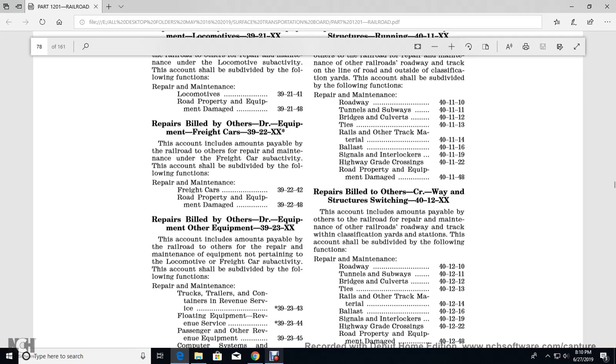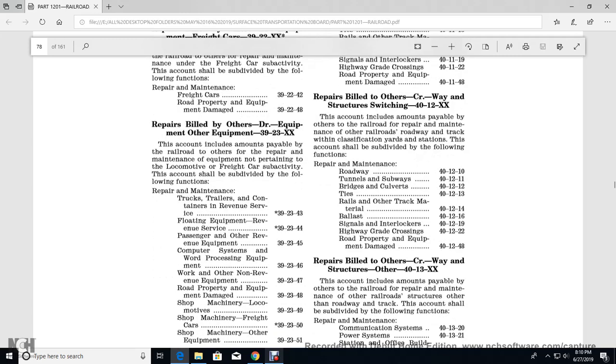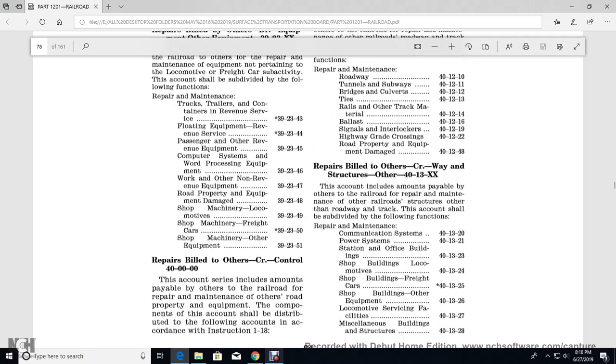The account includes the payable for the other railroad repair maintenance for the other railroad roadway with the classification order and installation, and shall be divided in the following function: railway repair maintenance of the roadway, the tunnel, subway, bridges, culvert, the highway, the railway, the other track material, the ballast, signal, interlocking, highway grade crossing, railroad property equipment and damages. There's repair bills over there, the CR way of the structure other than 4013 XX.